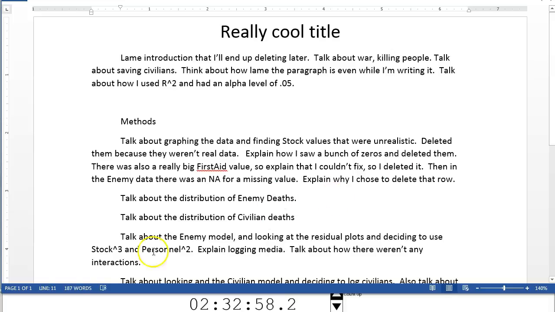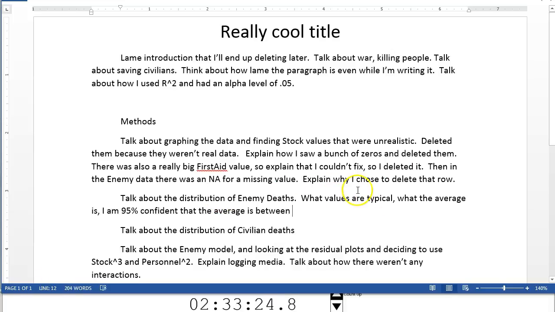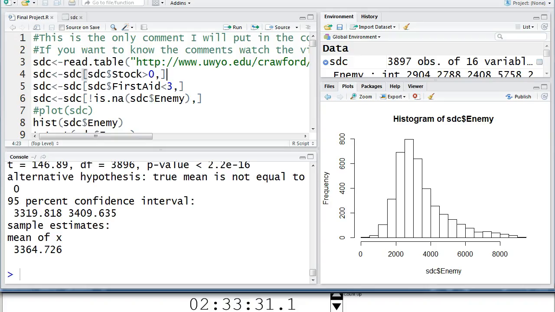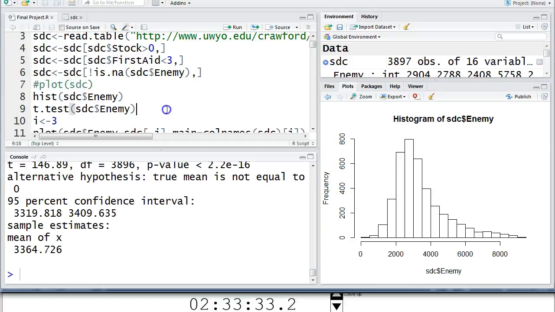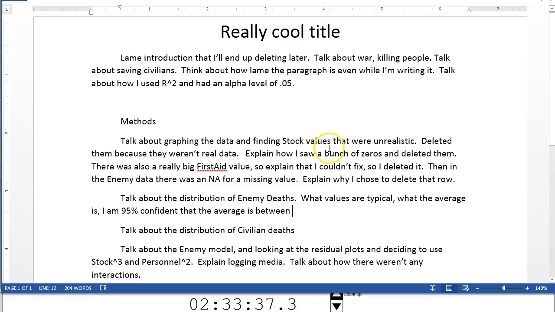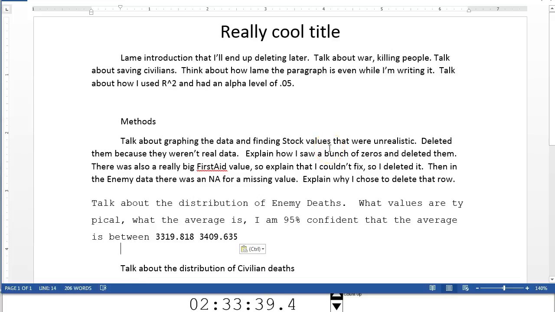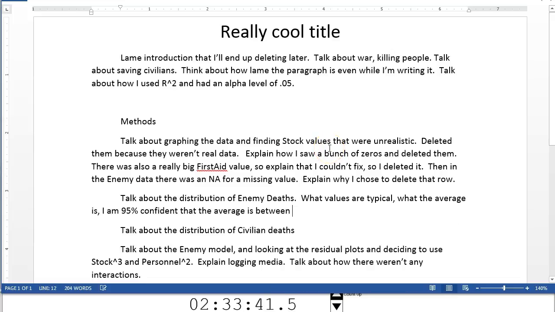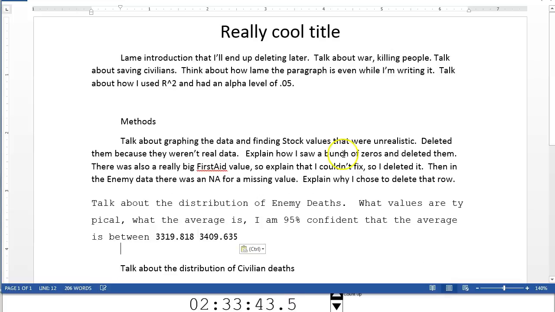Now, let's talk about the enemy deaths. I'm going to explain what range there is on deaths. I mean, they were in the thousands sometimes. What's the average? I'm 95% confident, and I have code to do that right here, so I can steal this number and put that in. Oh, it changed all my formatting. Really? How do I not change all my formatting?